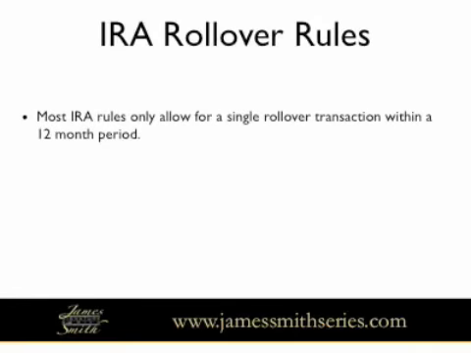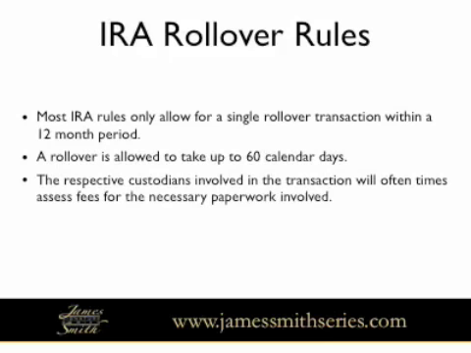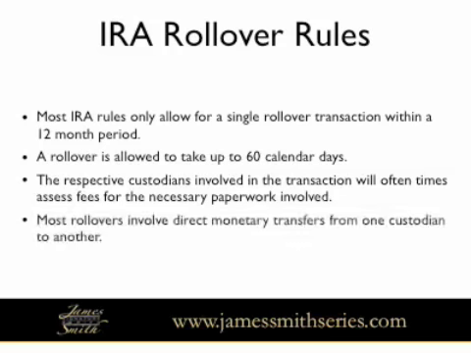So let's discuss some IRA rollover rules. Most IRA rules only allow for a single rollover transaction within a 12-month period. A rollover is allowed to take up to 60 calendar days. The respective custodians involved in the transaction will oftentimes assess fees for the necessary paperwork involved. And finally, most rollovers involve direct monetary transfers from one custodian to another.